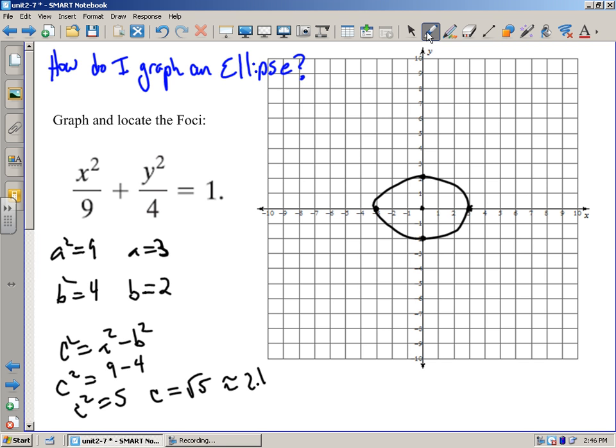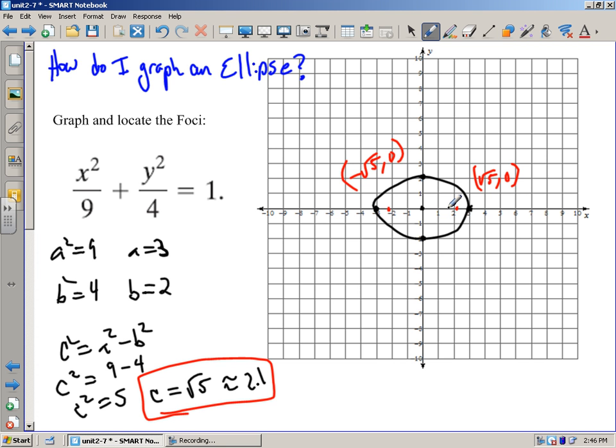Now the last thing I have to do is locate my foci. Well, my foci is this distance right here, and that's about 2.1. So I'm just estimating here, 2.1, negative 2.1, and then I'm going to label it. 2.1 is approximately the square root of 5. So the location of this red dot is the square root of 5, comma, 0, and this one is the negative square root of 5, comma, 0. There we go. I graphed that ellipse.